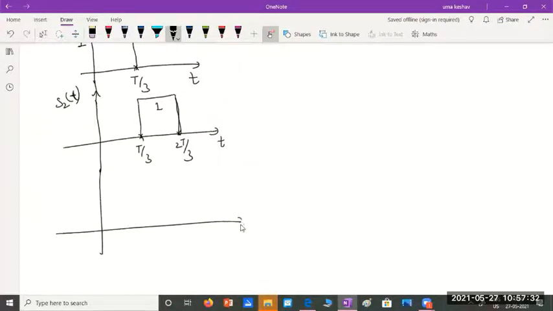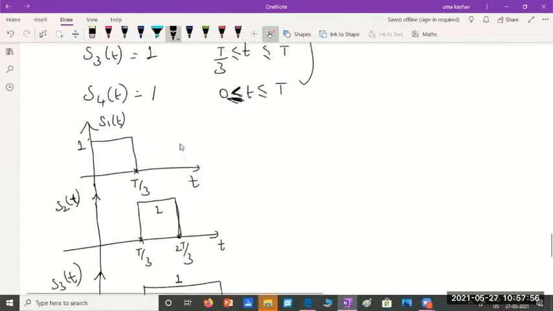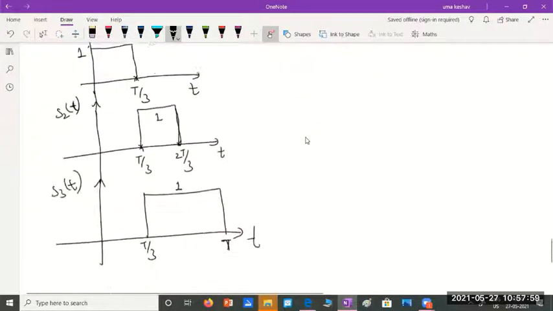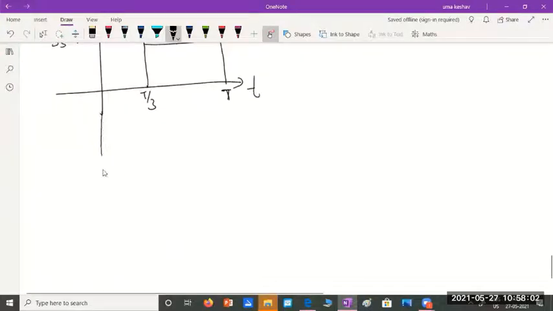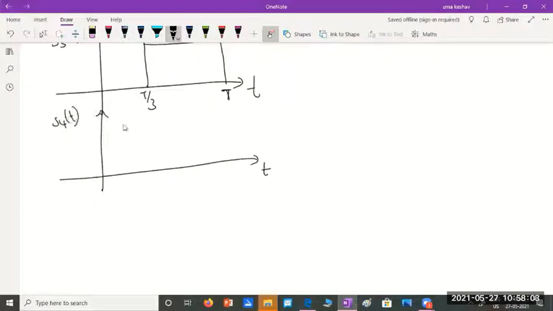Let me draw S3. This is from where? T by 3 to T, no? Let me consider this as the third part. First part, second part, third part of the signal. T by 3 to T, it is 1. And S4 is 1 completely between 0 to T. S4 of t is 1 in the interval 0 to T.